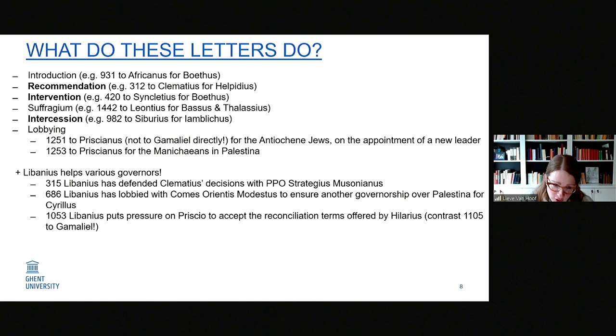In the second of these lobbying letters, again addressed to Priscianus, Libanius asks him to stop any violence, or to make sure that there is no violence committed against the Manichaeans in Palestina. So here he is taking up the cause of another smaller religious group in Palestina. So these letters really stand out because they are not very frequent in the letter collection.